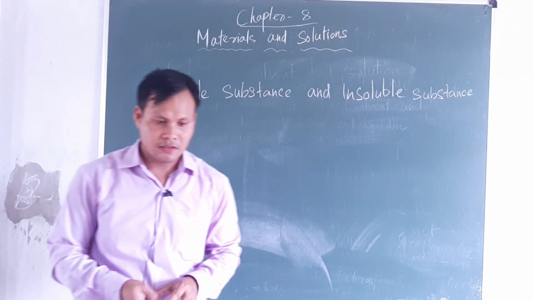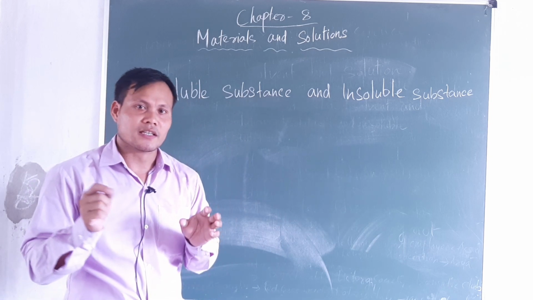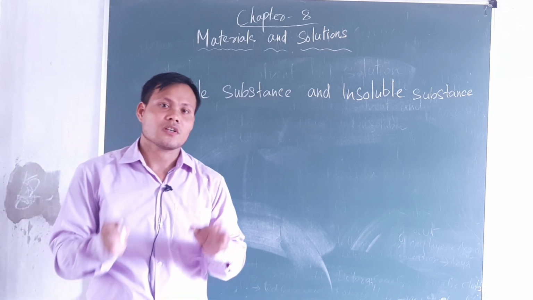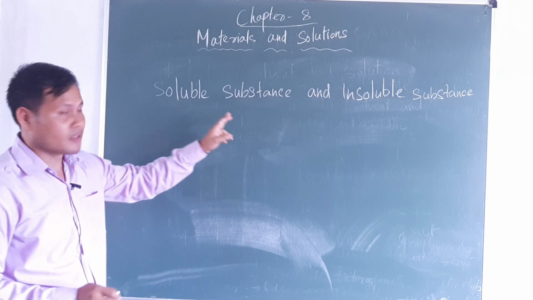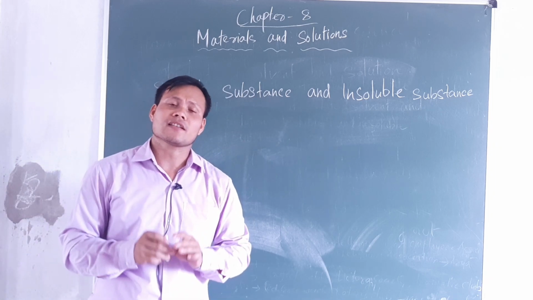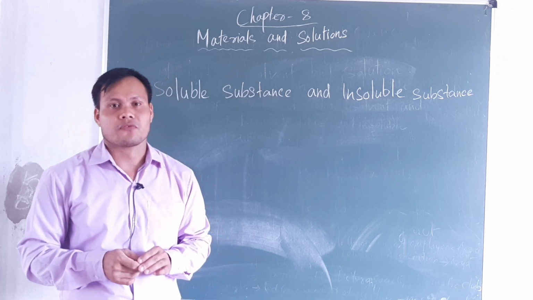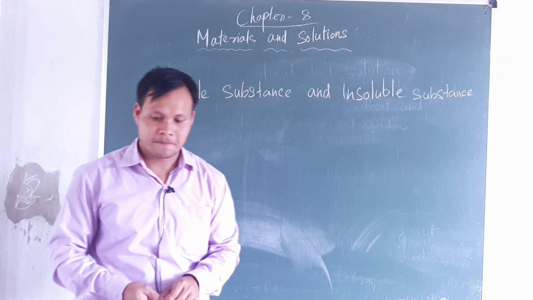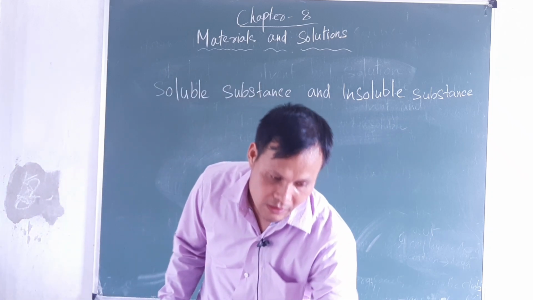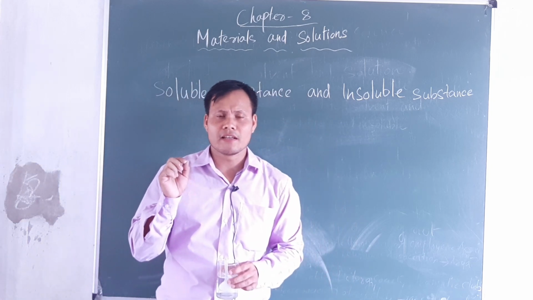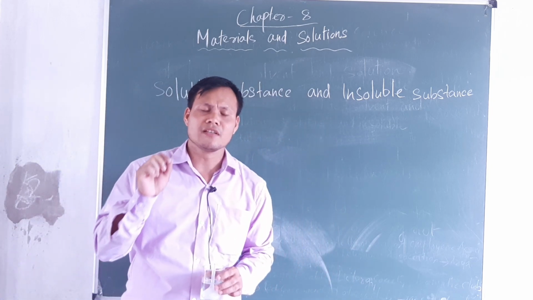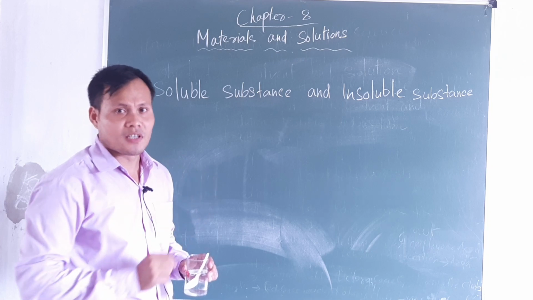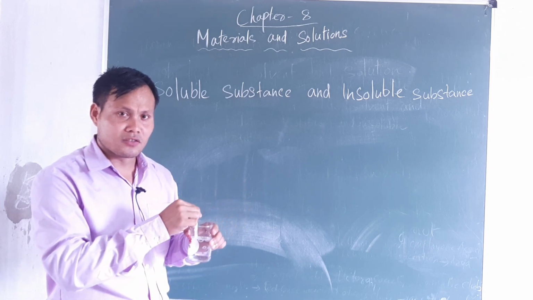We have seen that the sugar gets dissolved in water completely. That means the substance that gets dissolved in the water completely is called a soluble substance, and the substance that does not get dissolved in the water is called the insoluble substance. Okay. Now, you have seen the substance, that is the sugar, being dissolved in the water. Now, we will find the insoluble substance not getting dissolved in the water.